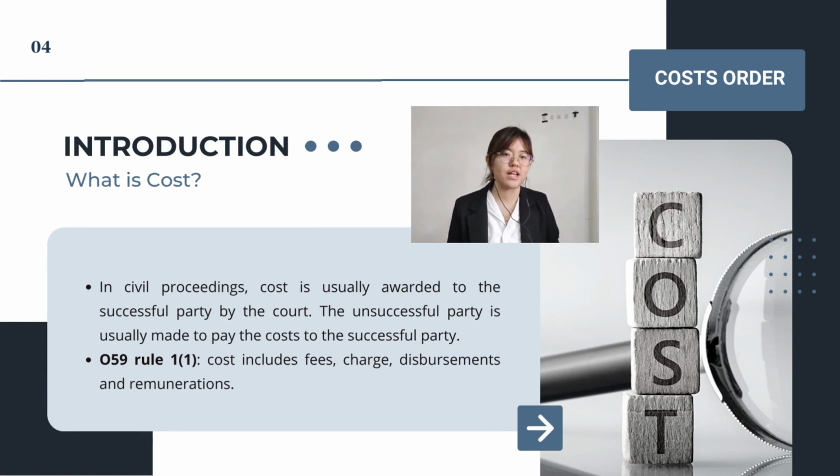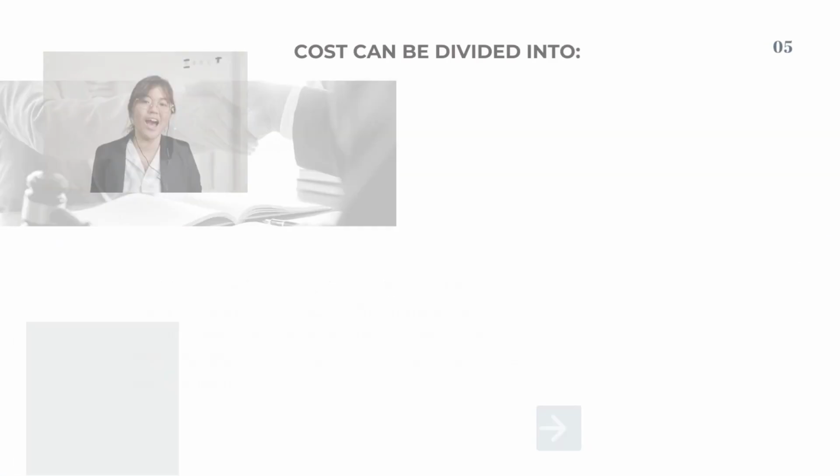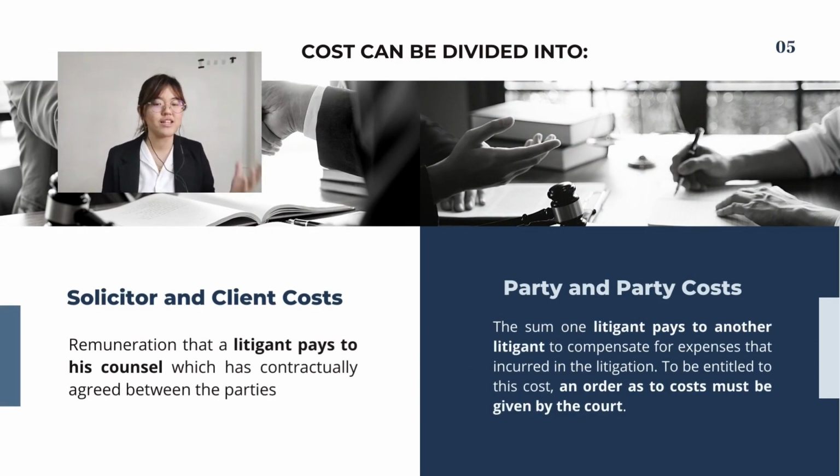Costs are usually awarded to the successful party by the court. The unsuccessful party is usually made to pay the cost to the successful party. The definition of cost can be referred to Order 59 Rule 1 Sub 1, which includes fees, charges, disbursements, and remunerations which are payable under court order. Costs can be divided into solicitor and client costs and party costs.